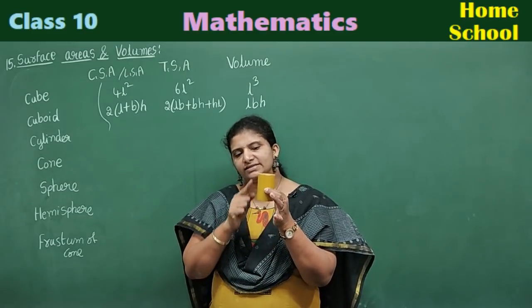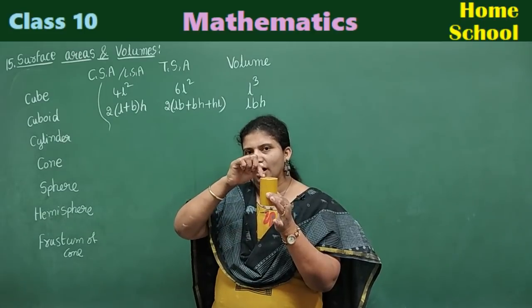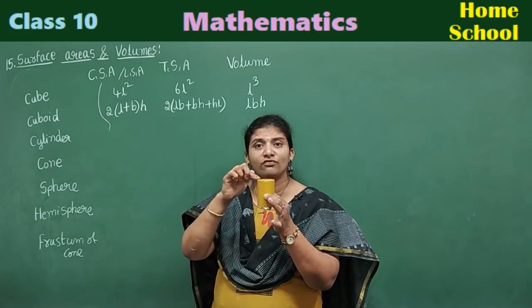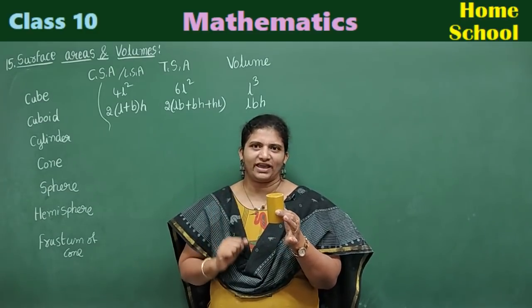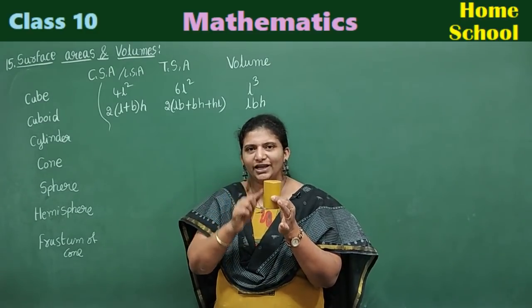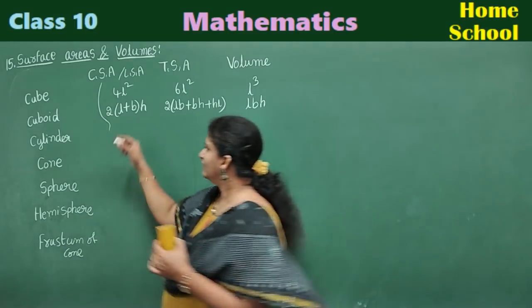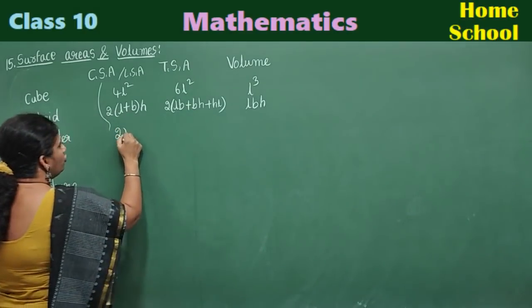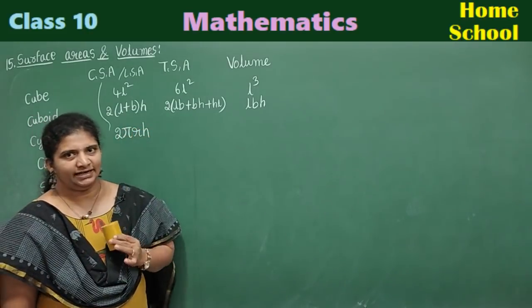CSA means what you can see? Height you can see, and only the top round. Round is nothing but the circumference of a circle. What is the circumference of a circle? 2 pi r. 2 pi r into h will give you the curved surface area of a cylinder. That is, 2 pi r h is the CSA of a cylinder.